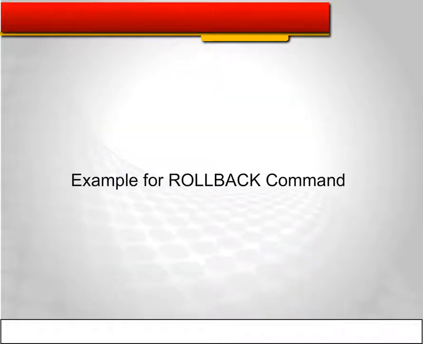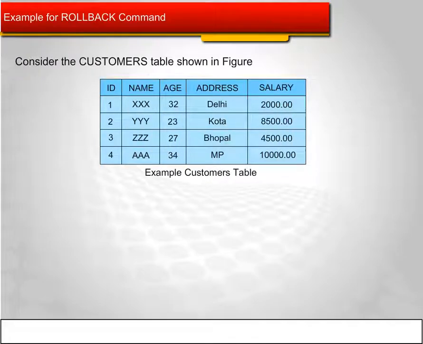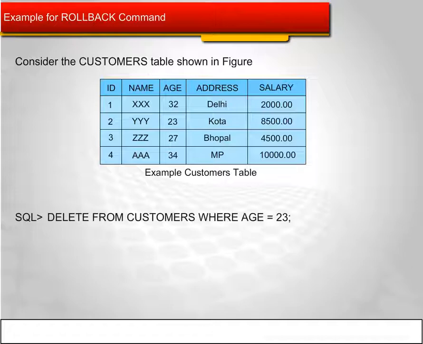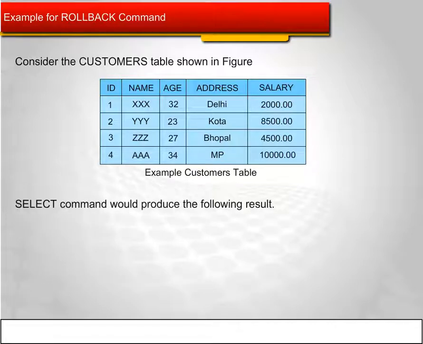Example for the ROLLBACK command. Consider the customers table shown in the figure. DELETE FROM customers WHERE age = 23; ROLLBACK. As a result, the delete operation would not impact the table. The SELECT command would produce the following result.